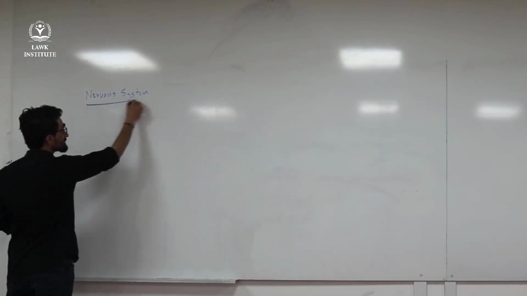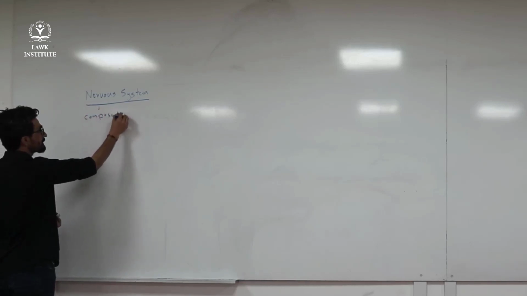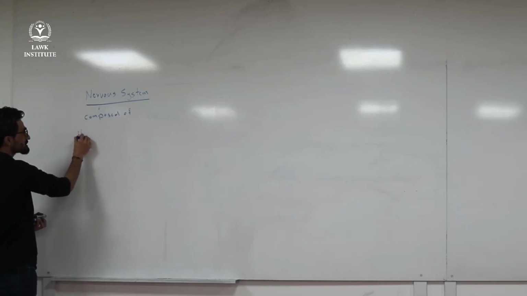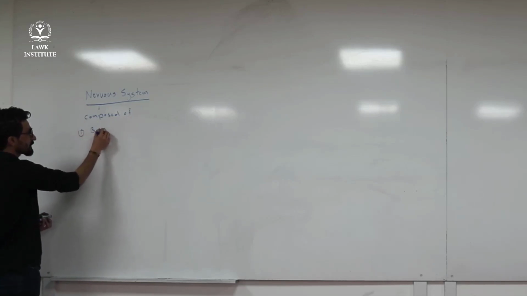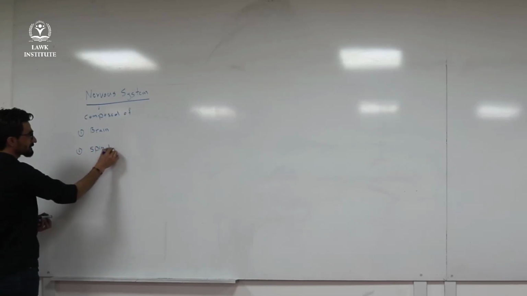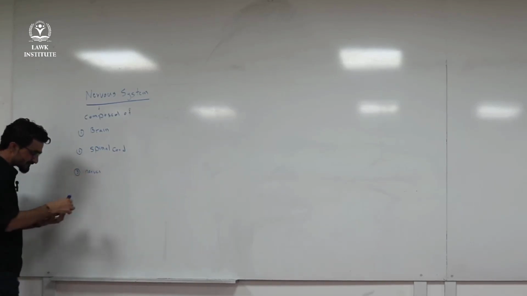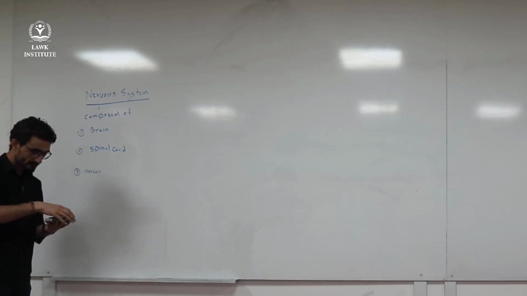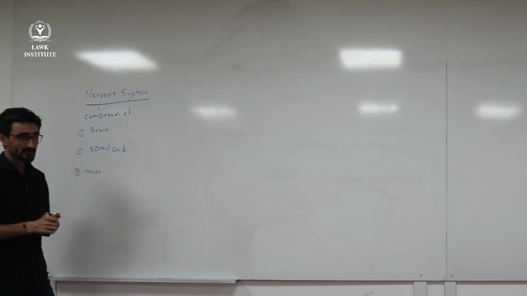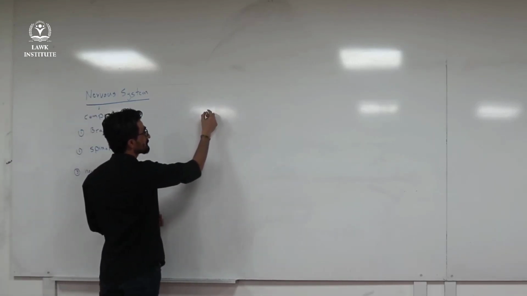So this system is composed of three main parts. One of them is the brain, the second one is the spinal cord, and the third one is known as nerves. So first of all, I'd like to draw a figure to explain and show the location and the relation between these three components in our body.